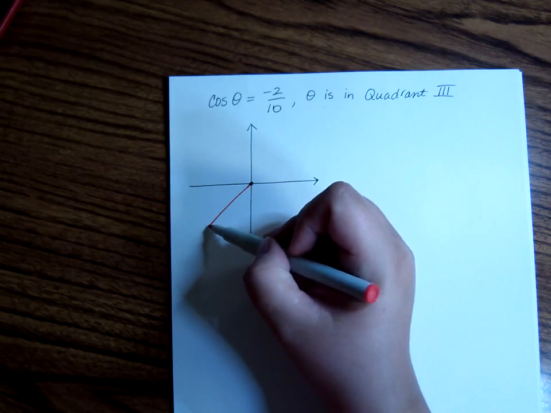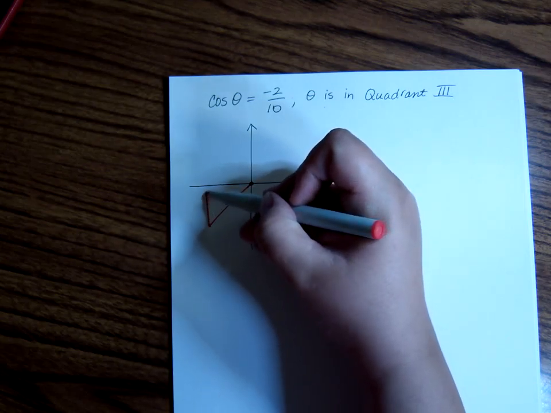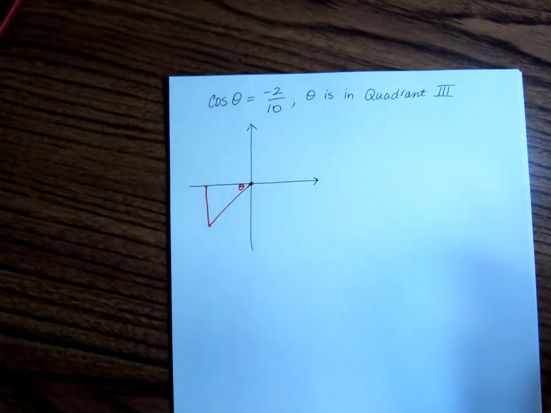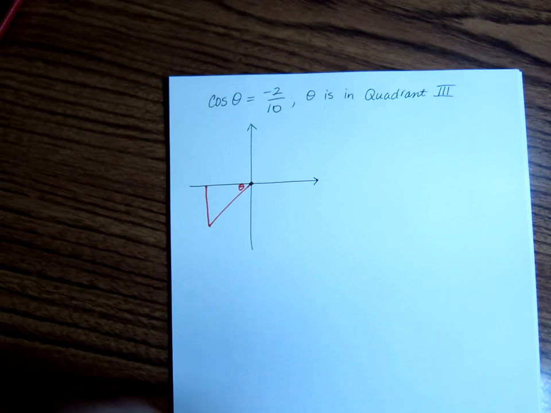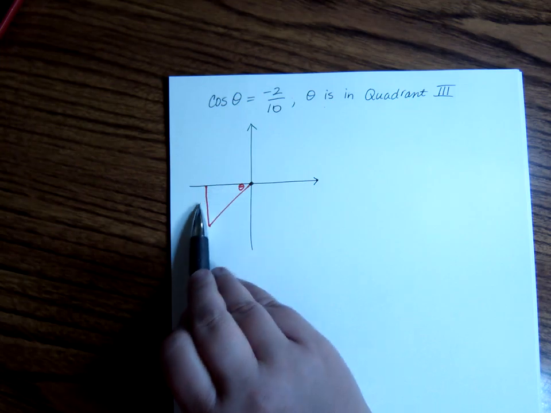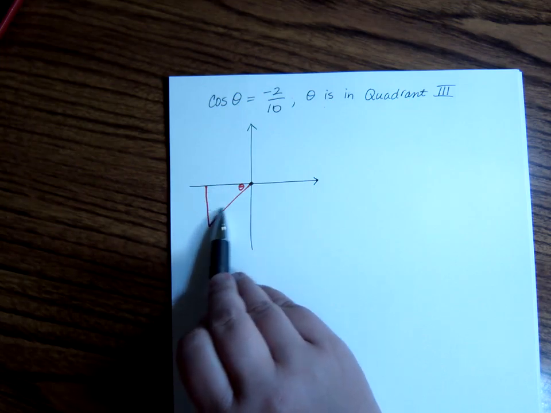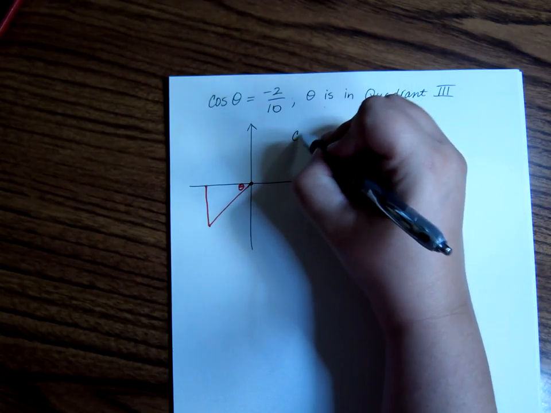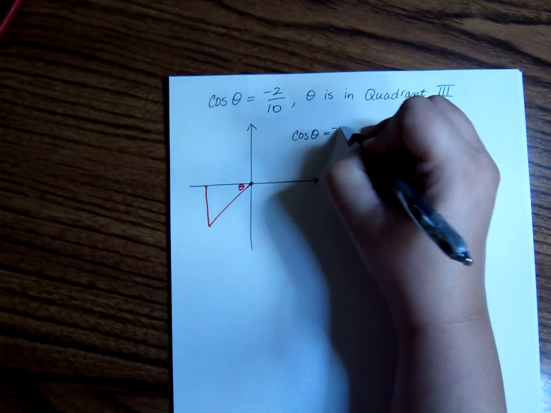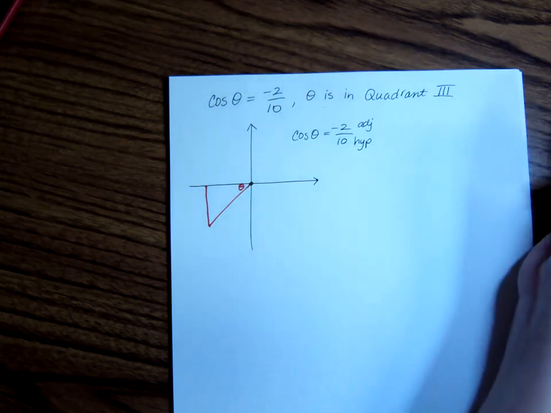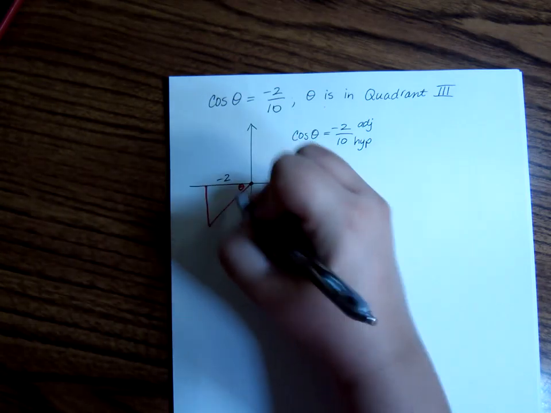Now, from the end of it, go back to the x-axis, and then put your theta close to the origin. Here's theta. So that means for this particular triangle, here's your adjacent side, right there on the x-axis. Here's your opposite side, and here's your hypotenuse. Okay? So if we have that the cosine is -2/10, that means adjacent over hypotenuse. So that means -2/10.